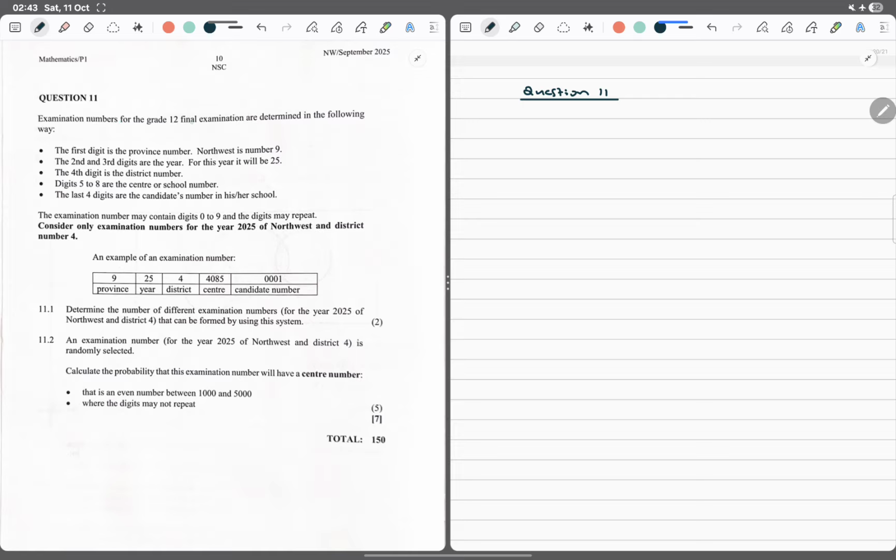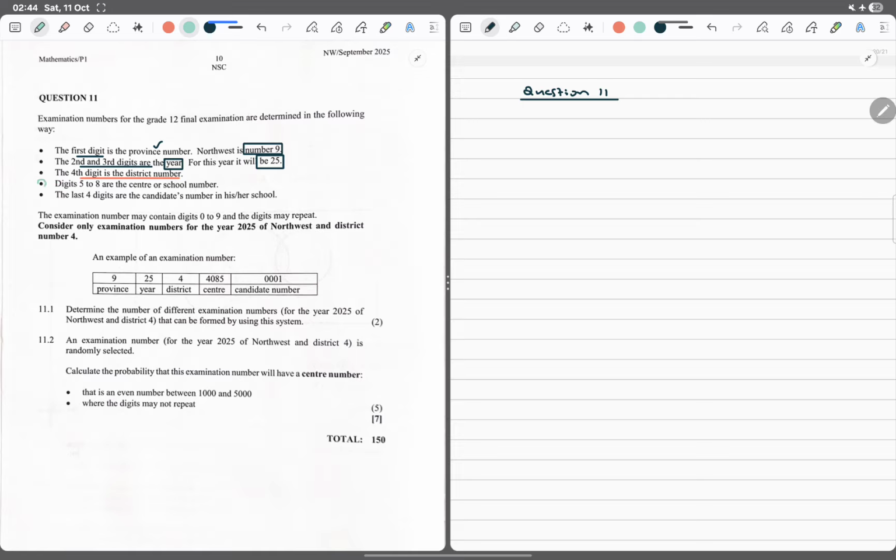Examination numbers for the grade 12 learners final examination are determined in the following way. The first digit is the province number. Northwest is number 9. Okay, good. The second and third digits are the year, and we know that this year is 2025, right? Cool. And then the fourth digit is the district number, okay?